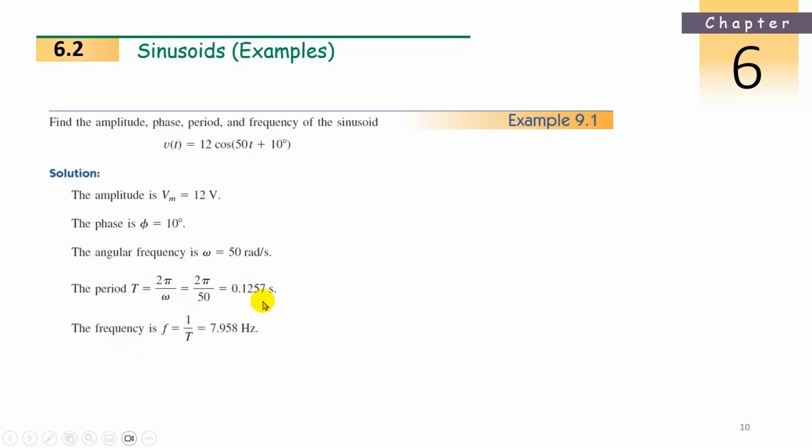So 1 divided by 0.1257 seconds is nothing but 7.958, approximately 8. It means in 1 second, about 8 cycles are there. One cycle means one positive cycle and one negative cycle. For example, our electricity company's supply is AC. What is the frequency? 60 Hz means in 1 second, 60 positive and 60 negative halves will come, which means 60 cycles in 1 second.